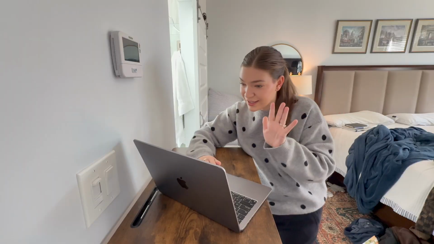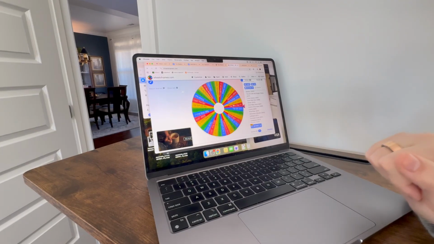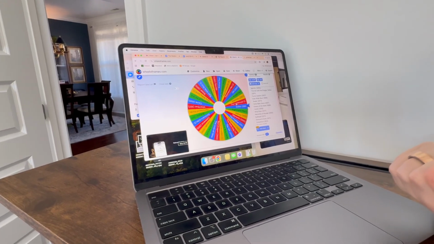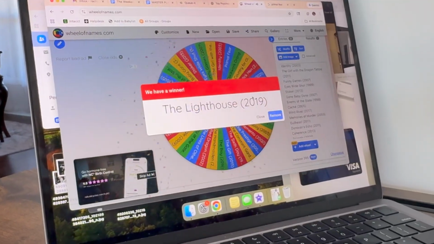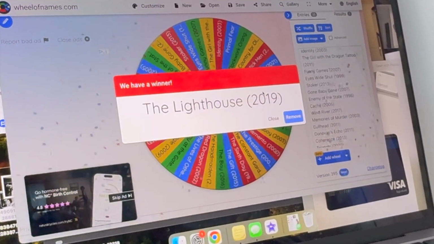Okay. I think that's it. It's time to spin. Okay, let's see what they give us. Okay, The Lighthouse. We chose The Lighthouse, or I guess the wheel chose The Lighthouse, which is starring William Dafoe and Robert Pattinson, and supposedly it's really good.